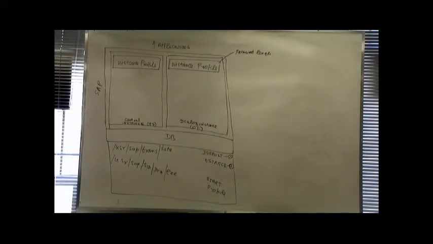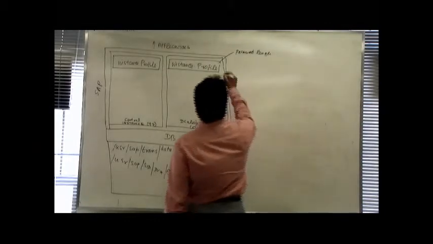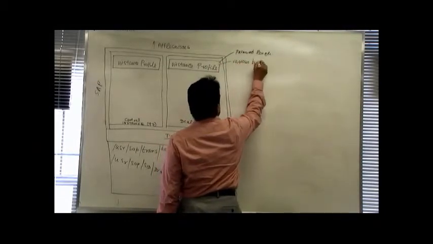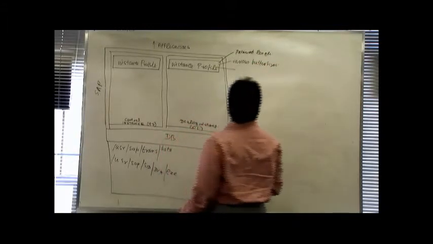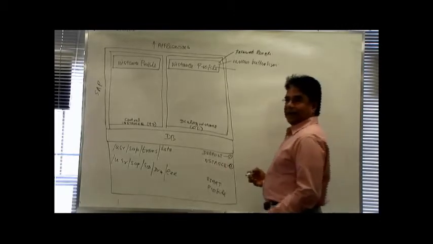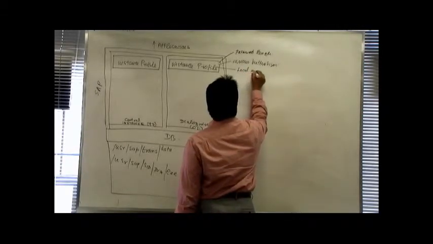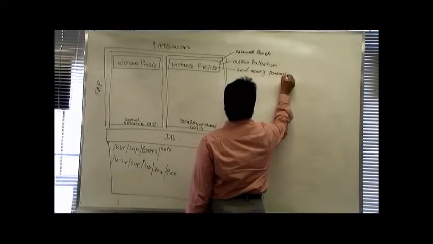So what else? Password length, then? Buffer size. What else? Various buffer sizes. Then what else? Local memory size. Local memory, there are different ones, so parameters. Then what else?